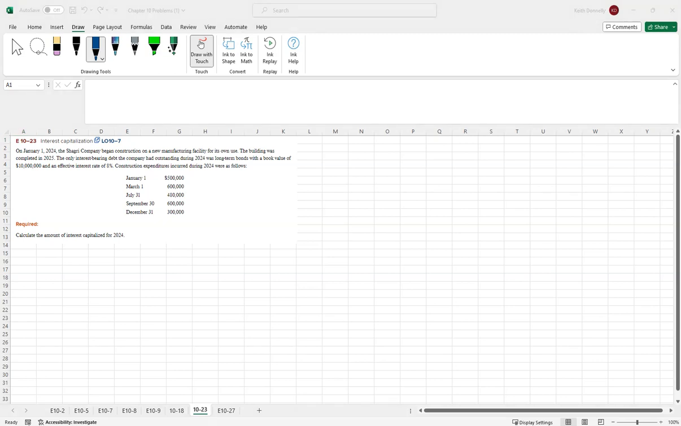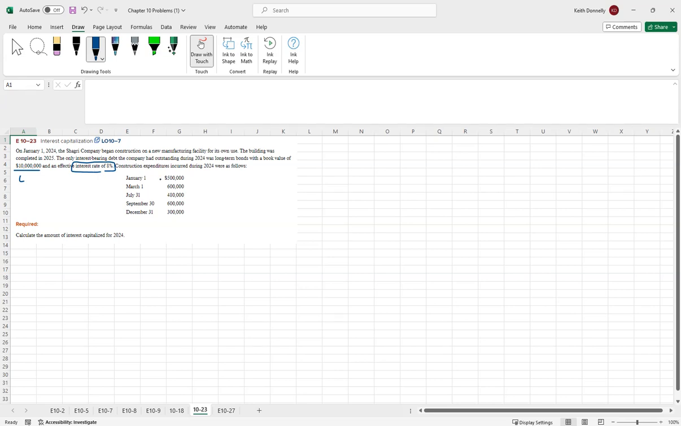All right, 2 more problems and we can button this thing up. On January 1st, they began construction on a new facility, a building. It was completed in 2025. The only interest-bearing debt the company had outstanding during 2024 was a long-term bond with a book value of $10 million and an effective interest rate of 8%. So they got $10 million of other liabilities, and on that there's an 8% interest rate.